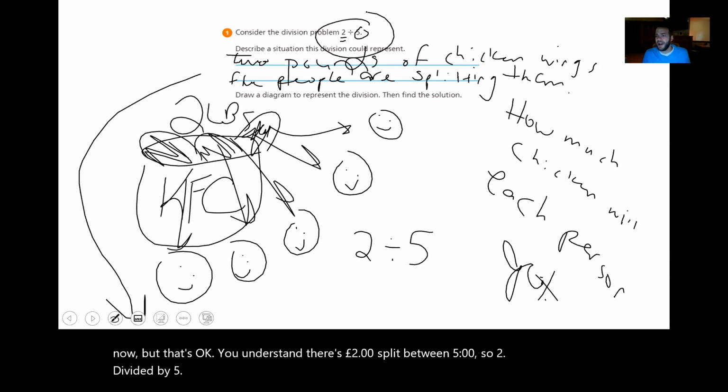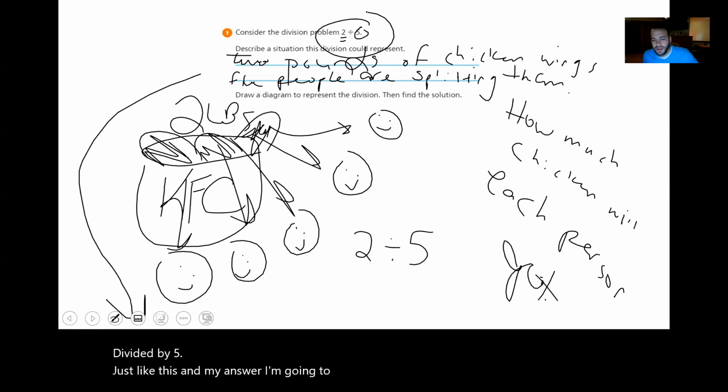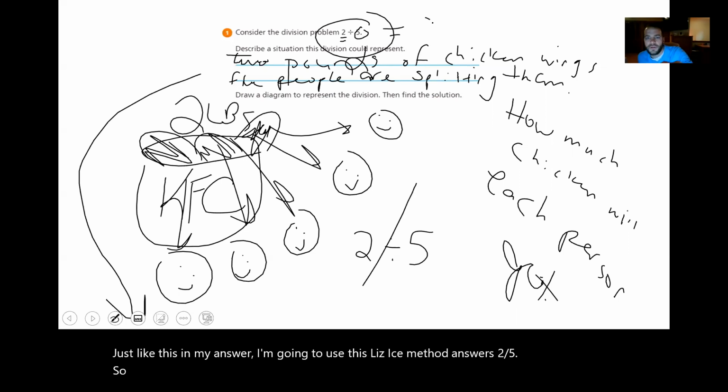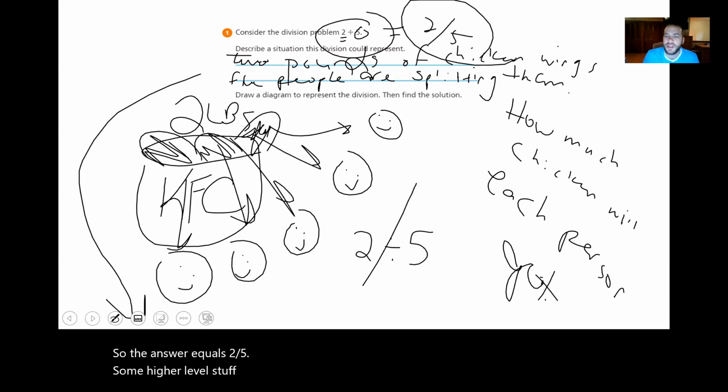And my answer, I'm going to use the slice method. Answer's 2/5. So the answer equals 2/5 pounds. Some higher level stuff right there. That's some higher level chicken wing math.